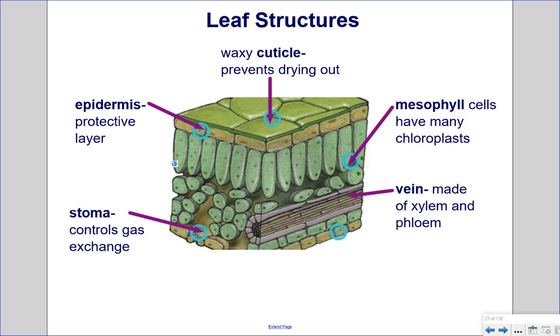Leaf structures. The stomata, or pores in the underside of the leaf, control gas exchange. The epidermis is a protective layer. The waxy cuticle prevents the leaf from drying out. The mesophyll cells have many chloroplasts. And the veins are made of xylem and phloem. These are responsible for transporting water and sugars.